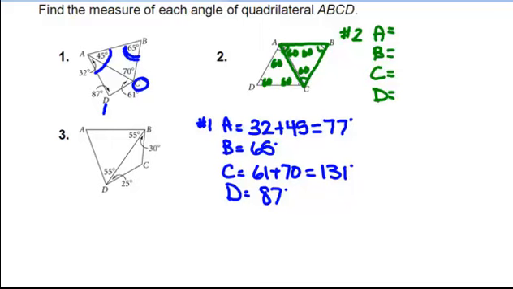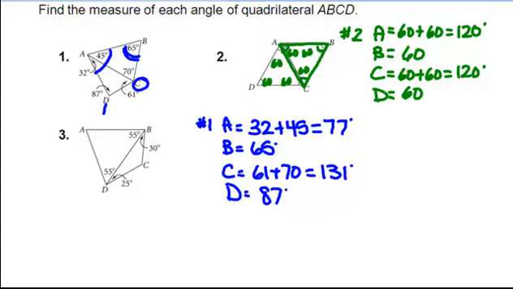Angle A is two angles. It's 60 plus 60. So angle A is 120 degrees. B is given to us as 60. C is two angles. It's also 60 plus 60, which is 120 degrees. And D is given to us as 60. And we have our answers for number 2. Last one is number 3. A, B, C, and D.